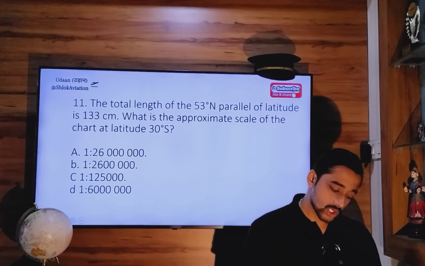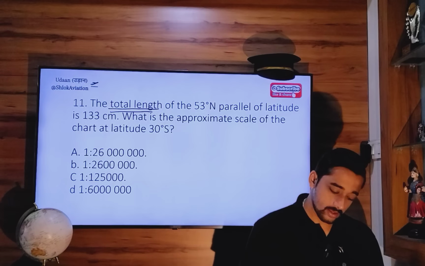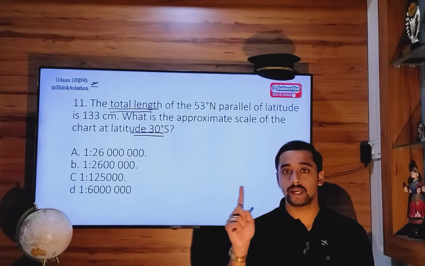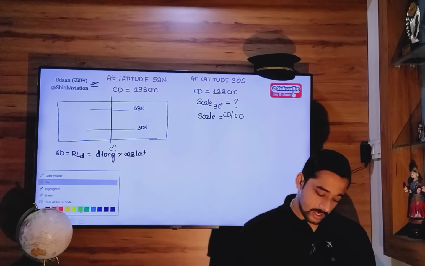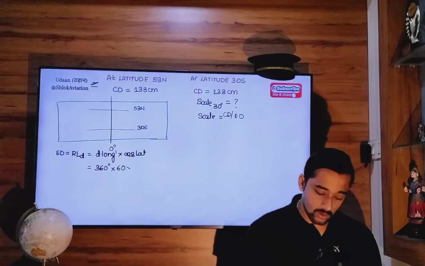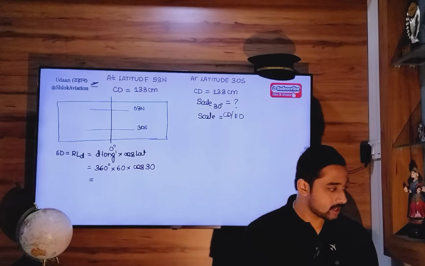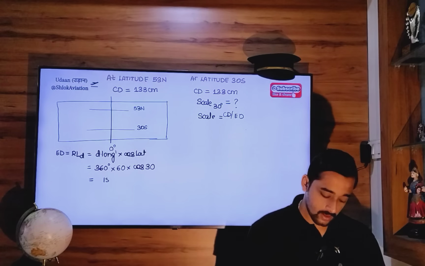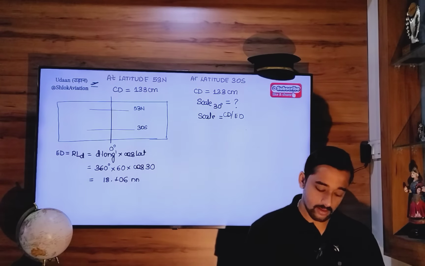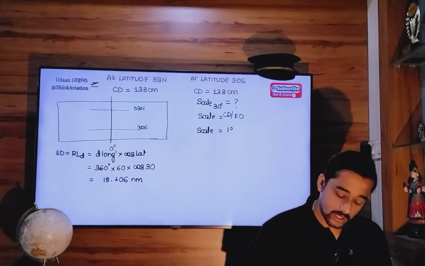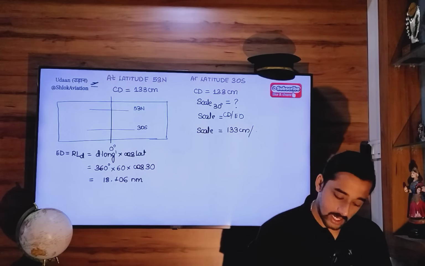Now here they are talking about the total length of 53 degrees north latitude and 30 degrees south. Total length means the full 360 degree latitude. So d long will be equal to 360 degrees into 60 into cos 30. So 360 into 60 into cos 30 will be equal to 18,706 nautical miles. Fine.